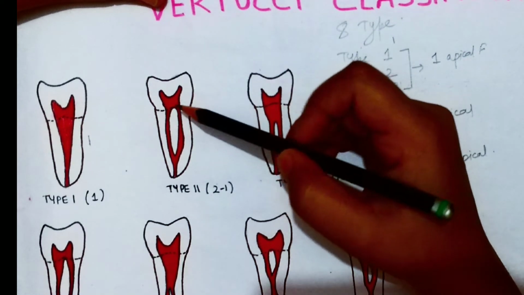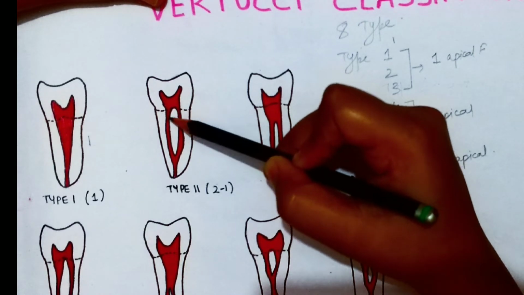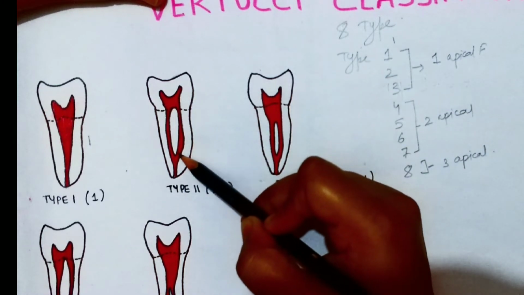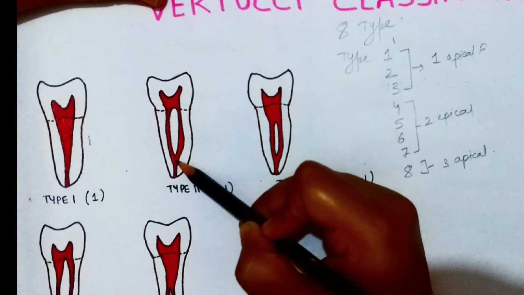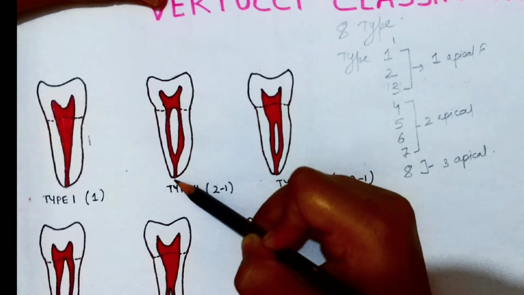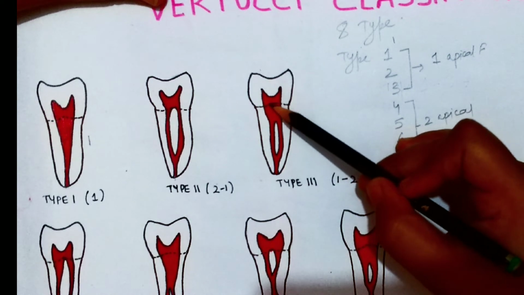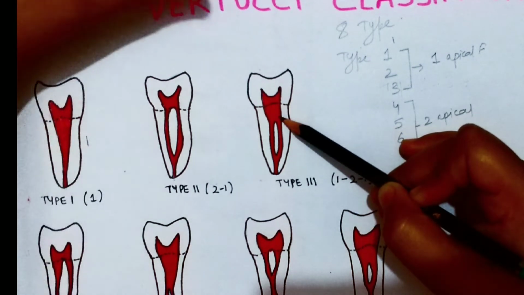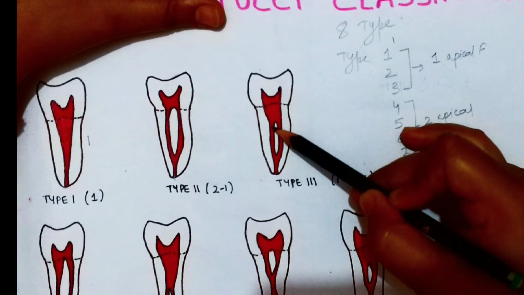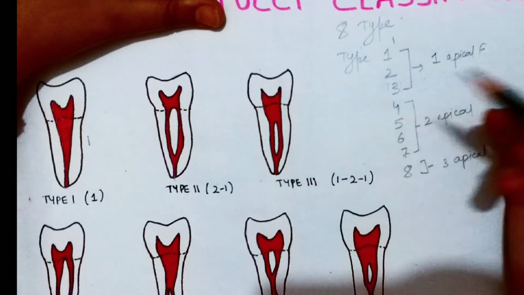Now in type 2, we have two different canals arising from the pulp chamber, and before exiting from the apical foramen, both canals fuse and then exit as a single canal from the apical foramen. Then we have type 3, in which a single root canal starts from the pulp chamber, then after traveling some distance, it divides into two different root canals, which again fuse after some time to form a single root canal.